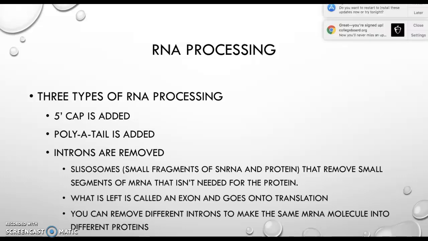Finally, we have introns being removed from the mRNA. An intron is a segment of non-coding mRNA that needs to be removed before mRNA can be translated. The way I remember this is, quote-unquote, introns stay in the nucleus. The parts that are left, exons because they exit the nucleus, are then strung together so they form one complete segment of mRNA again. The thing that does the slicing and dicing is the fragments of snRNA mixed together with proteins called the spliceosome.